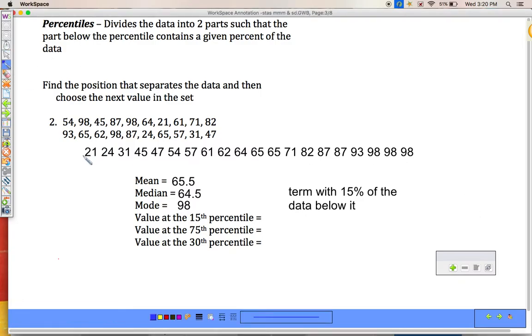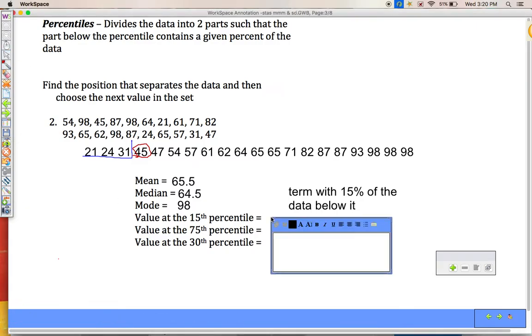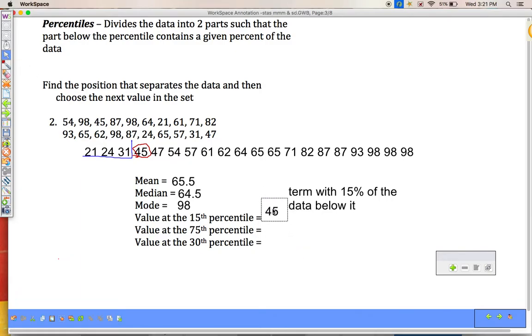So looking at my list in order, there's 3 terms. This is 15% of it. So my percentile is going to be that next term. The 15th percentile is going to be the number 45 because the number 45 has 15% of my data below it. So we need to find out how many terms is 15%, 1, 2, and 3, and then take the next term because 45 has 15% below it.